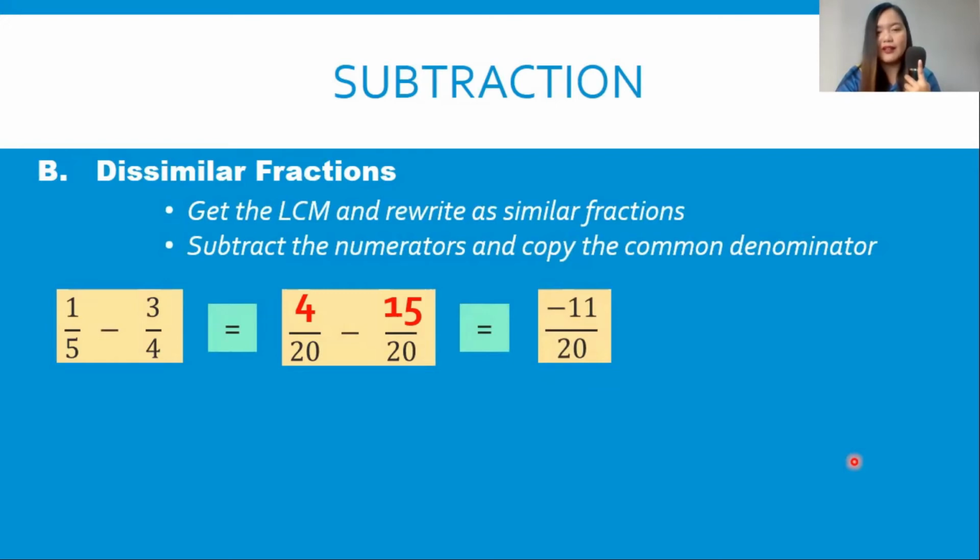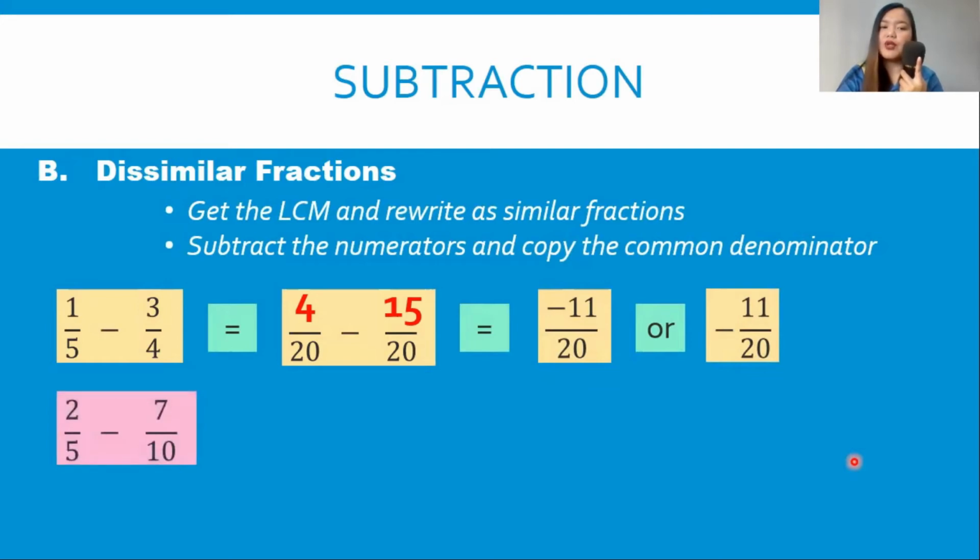We cannot simplify that because that is really it. Don't force yourself to simplify if it's already like that, sis. Okay. Or you can have it as negative 11 over 20.